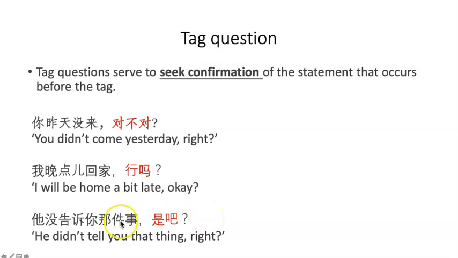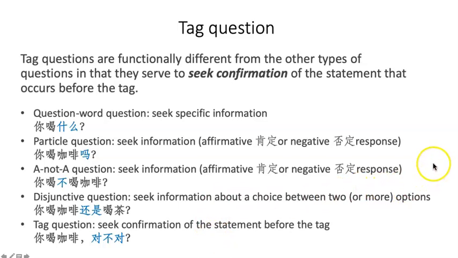The third example, 他没告诉你那件事儿，是吧？他没告诉你那件事儿 is a statement. By adding 是吧 this tag, changing this into a tag question, the questioner is seeking confirmation about this statement. 他没告诉你那件事儿。So the questioner is seeking from the recipient a confirmation about 他没告诉你那件事儿, right? To confirm or disconfirm that. Tag questions are functionally different from other types of questions in that they serve to seek confirmation, as we discussed earlier, of the statement that occurs before the tag.